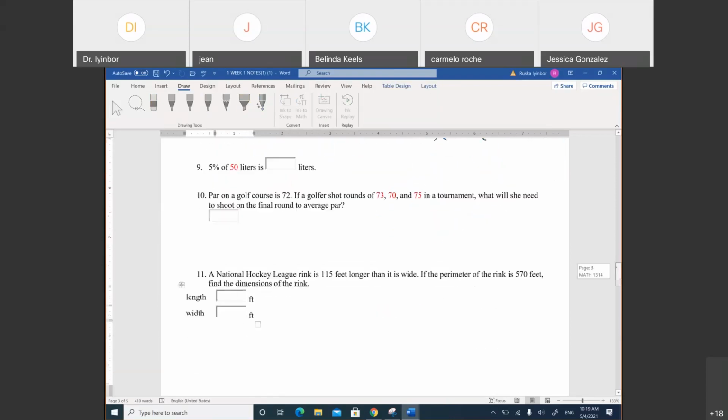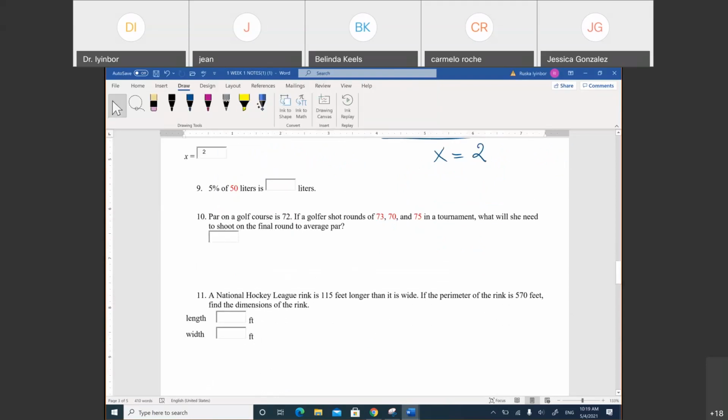So all of these problems, you're going to set up an equation. Okay, so let's start with number 9. Number 9 says, 5% of 50 liters is how many liters? Everybody knows how to get percent of something, right? You change the percent to decimal, and then you multiply, right? So what is 5%? It's 0.05 multiplied by 50. What is that?